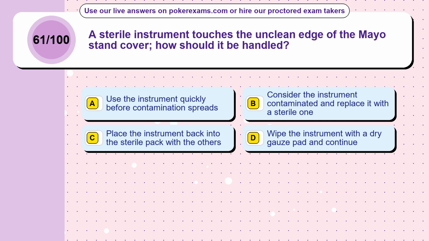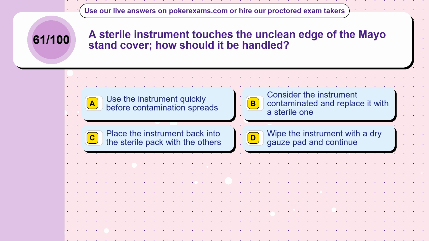Question 61. A sterile instrument touches the unclean edge of the Mayo stand cover. How should it be handled? Option A. Use the instrument quickly before contamination spreads. Option B. Consider the instrument contaminated and replace it with a sterile one. Option C. Place the instrument back into the sterile pack with the others.